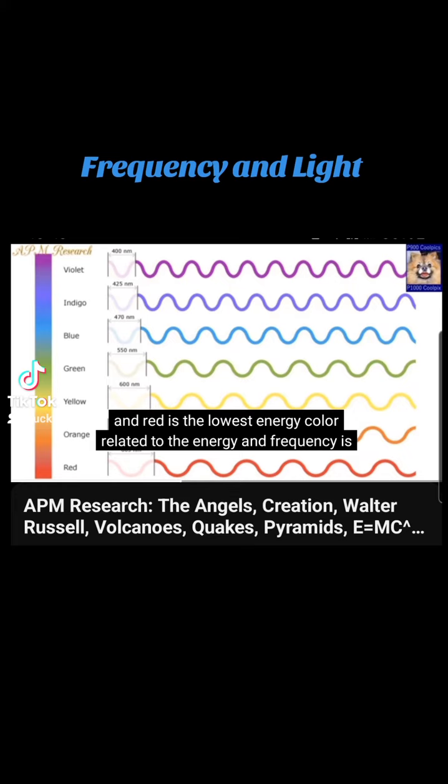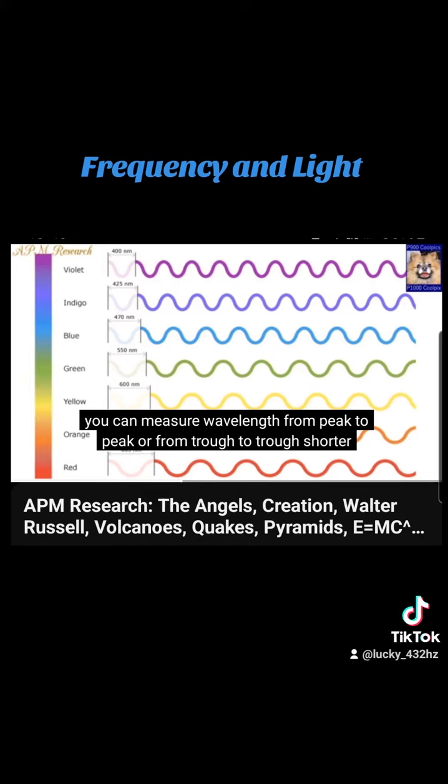Related to the energy and frequency is the wavelength, or the distance between corresponding points on subsequent waves. You can measure wavelength from peak to peak or from trough to trough. Shorter waves move faster and have more energy, and longer waves travel more slowly and have less energy.